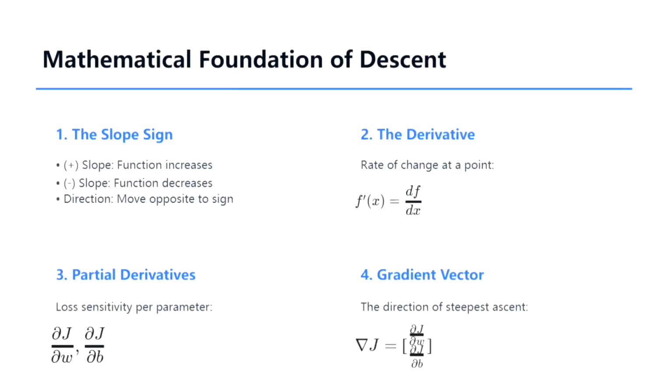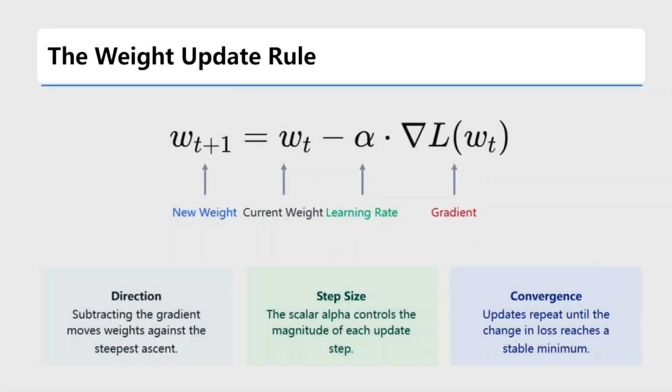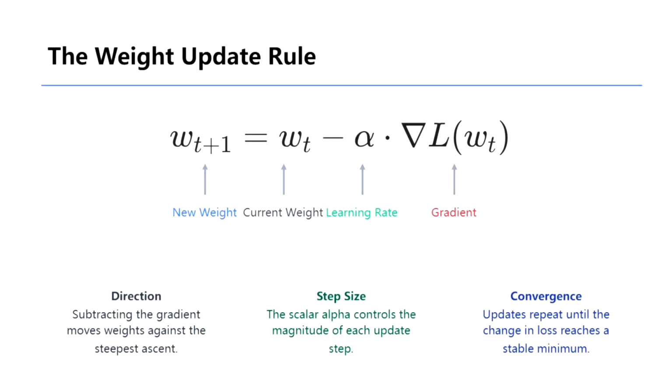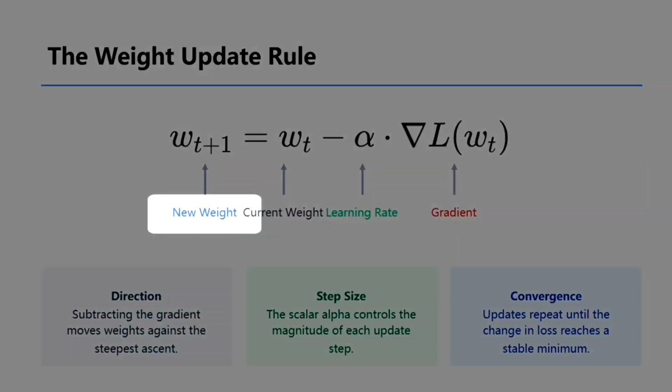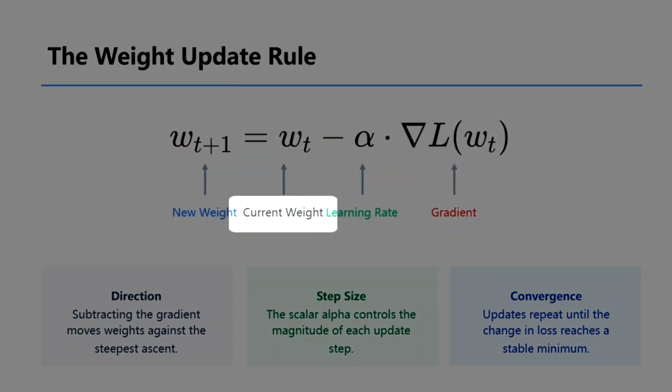Building on the intuition we just established, let's translate that hiker descending a mountain analogy into the precise mathematical language of the weight update rule. This formula is the engine of gradient descent. It defines how we modify our model's parameters in every single iteration to minimize the loss. On the left side, we have our target, the new weight, W_{t+1}. This is the adjusted value we hope will lead us closer to the global minimum. We calculate it by taking our current weight, W_t, and subtracting an update term.